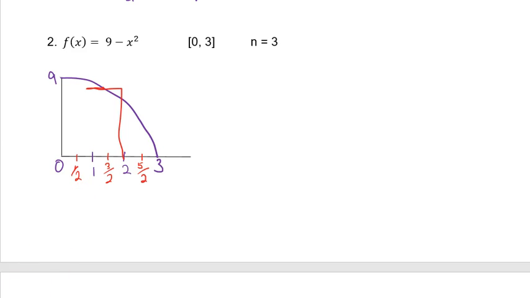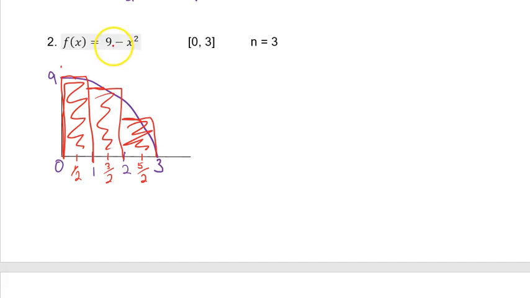And it just disappeared. Okay, so after you have got your rectangles drawn, you're going to figure out what the heights are. So you're going to plug those x values at the midpoints in and determine those y values. So 9 minus 1/2 squared would be 9 minus 1/4. 9 would be 36/4. So if you subtract, you get 35/4.